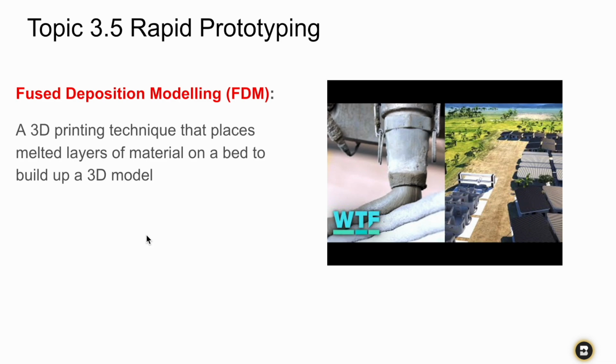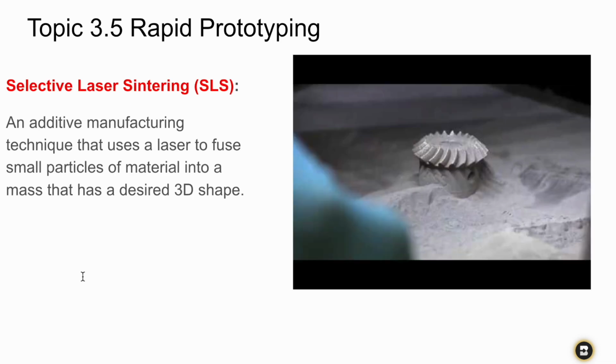Fused deposition modeling. This is generally what we think of as 3D printing. It's a technique that places melted layers of material on a bed to build up a 3D model. It doesn't necessarily need to be melted. For instance, there are a lot of companies that are 3D printing buildings, and this is a video that shows that happening. And the last form of rapid prototyping you need to know is SLS, or selective laser sintering.